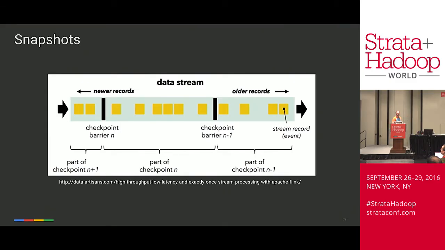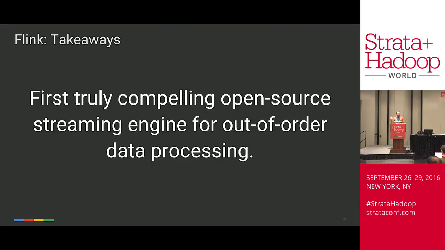So it needs something like Kafka on the front end that lets you replay. But as long as you have that, it's actually a very nice and highly performant system. So interesting read for that paper. So the main takeaway then for Flink was that it really was the first truly compelling open source streaming engine for out-of-order processing.